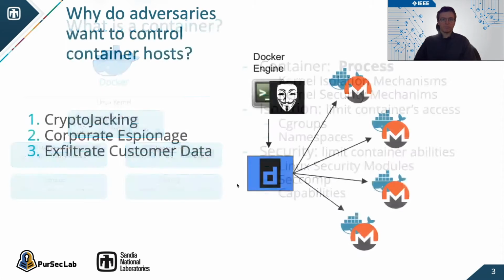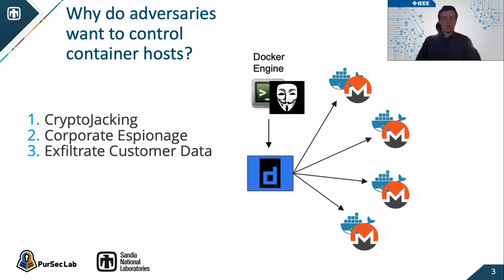So now that we've talked about what containers are, we have to talk about why adversaries want to control container hosts. This can happen for one of three reasons, the most prevalent being where an adversary compromises the container host to spawn cryptocurrency miners in a cryptojacking campaign. They could also want to conduct corporate espionage or exfiltrate customer data by compromising the container host.